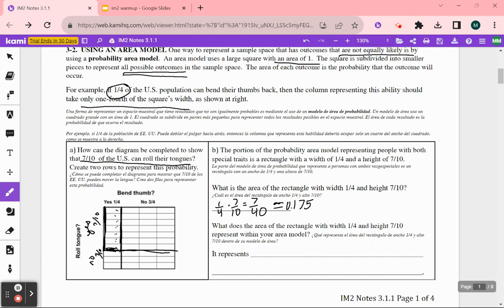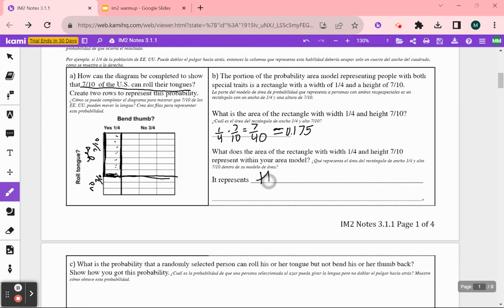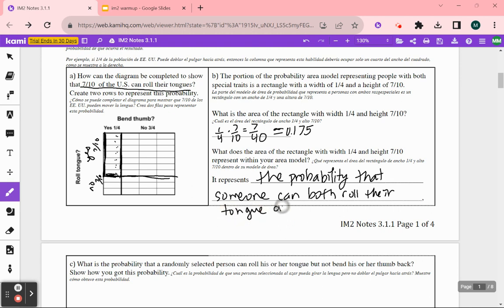Well, it represents the probability that someone can both roll their tongue and bend their thumb. Period.